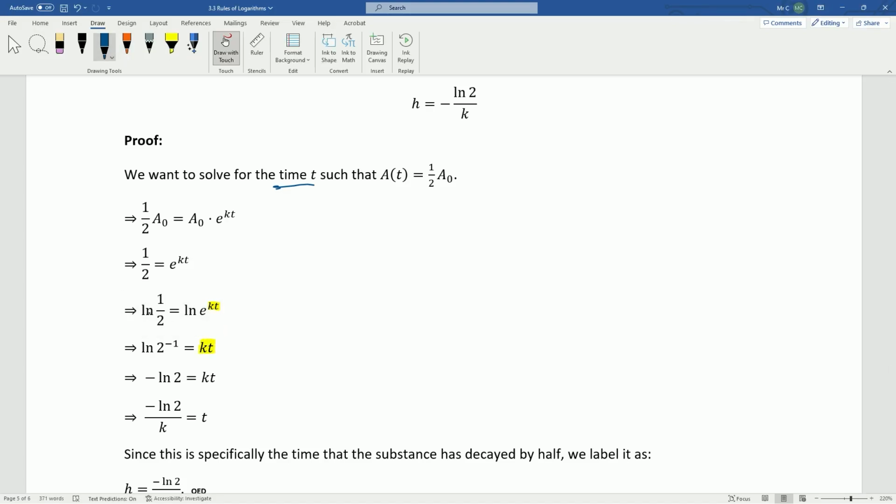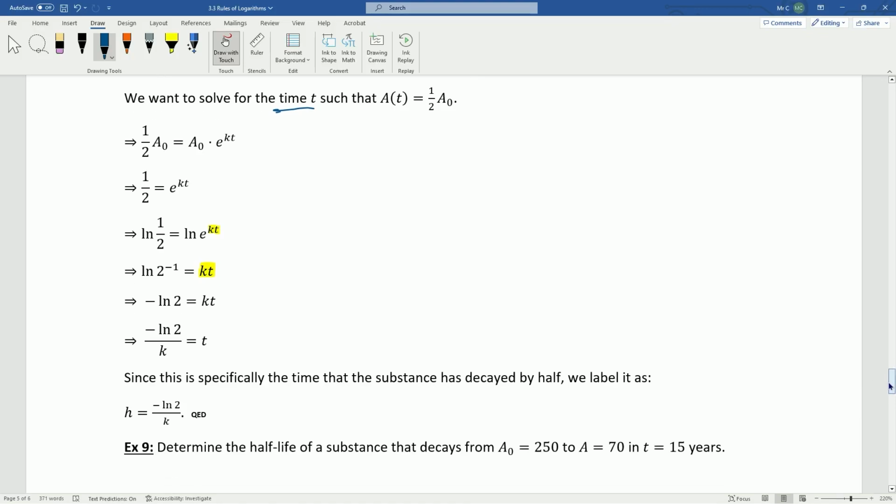And here I rewrote the natural log of 1/2 as ln of 2 to the negative first power. Then I put my negative 1 power in front. That's negative ln of 2 equals kt. And finally, t equals negative ln of 2 over k. So this is specifically the time that the substance has decayed by half. So we typically will label this in a formula as h equals negative ln of 2 over k.